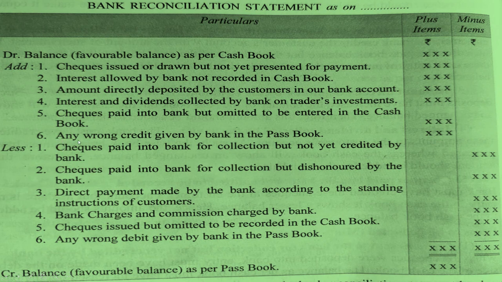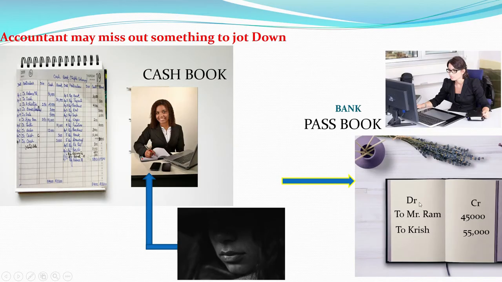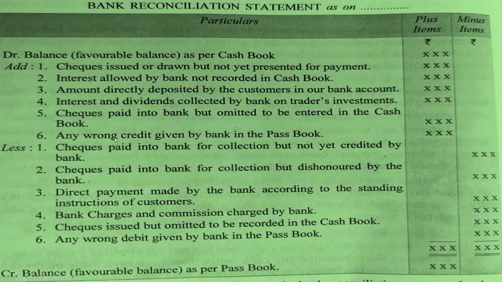The last one is any wrong credit given by the bank in the passbook. Now by mistake the amount has got credited in the account of the entrepreneur, which has increased the balance of passbook, but as no information has reached the accountant of cash book, there is no increase in cash book balance. Hence, that must be added to the balance of cash book in order to make it equal to the passbook balance.